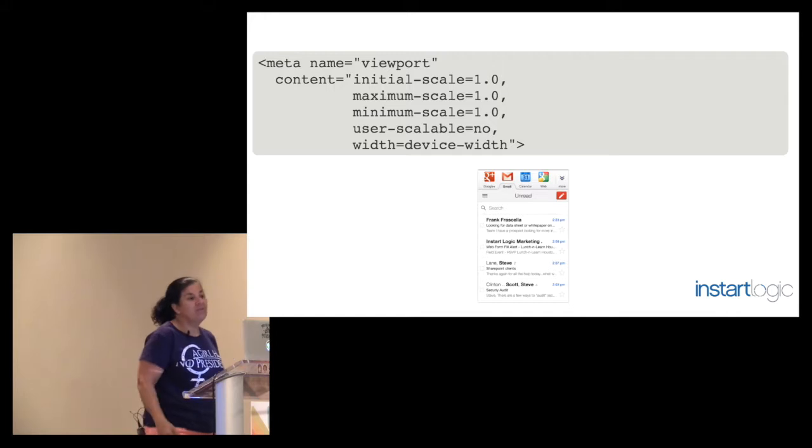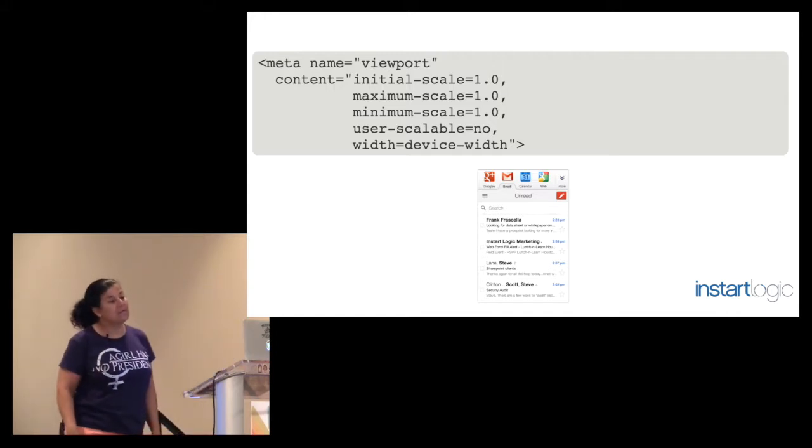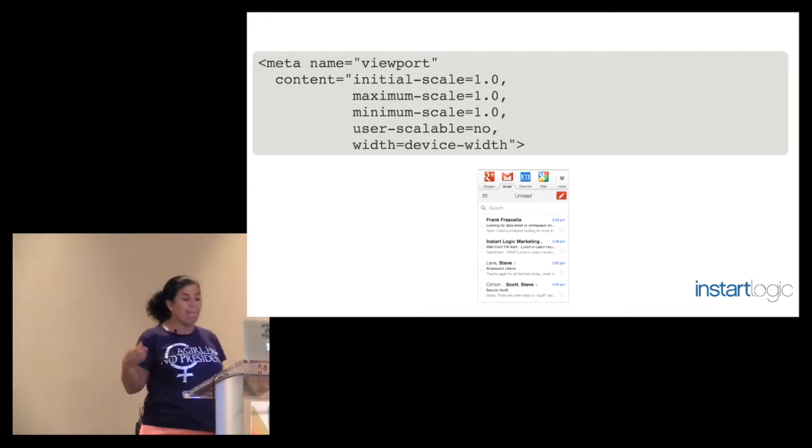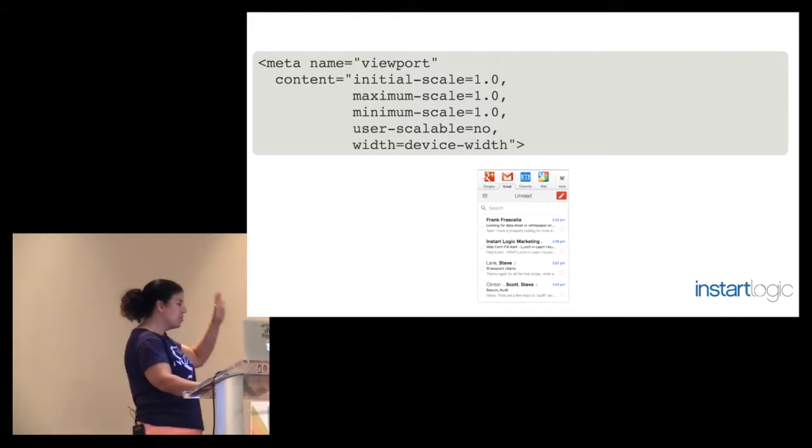I can't read my Gmail on my phone without pulling out my glasses, because it doesn't allow me to zoom. It says initial scale is 1.0, maximum scale is 1.0, minimum scale is 1.0, user scalable no, and width equals device width. I have a pretty fat phone, but if I had a smaller phone, no one would be able to read it, even if they didn't need glasses. So don't be a jerk like Gmail, and just use the viewport.